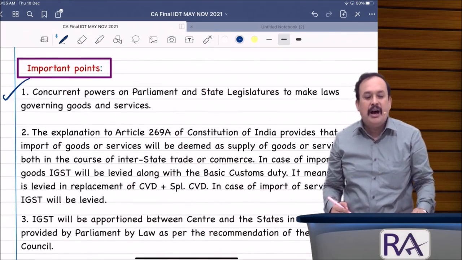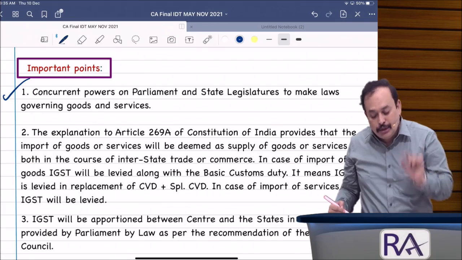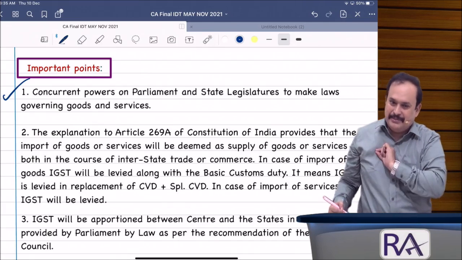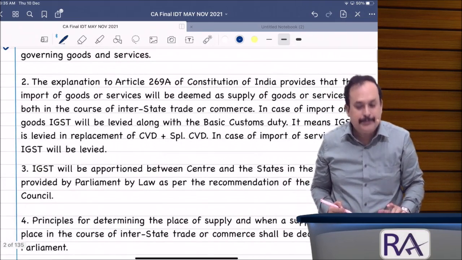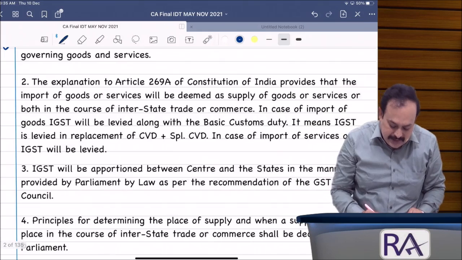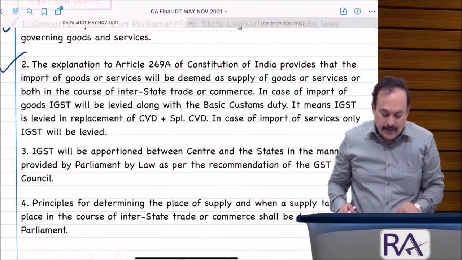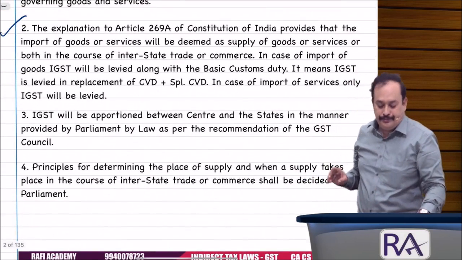Concurrent powers on Parliament and state legislatures to make laws governing goods and services. Further, important point number 2. This is very important to note for your kind consideration, my dear sir. Point number 2.